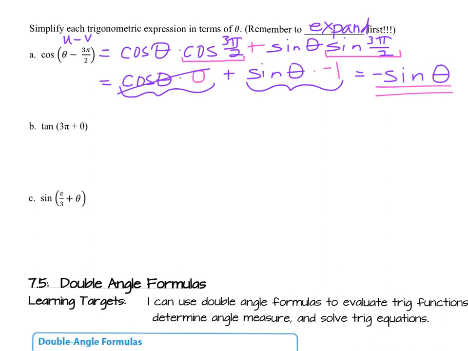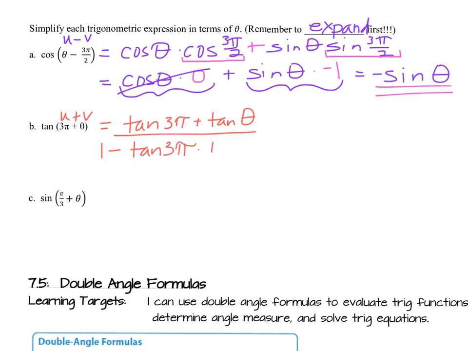Tangent of 3 pi plus theta. So 3 pi plus theta, that's u plus v. And here goes our fun tangent definition. If it's plus in the definition, it's plus in the top of the fraction. So tan u plus tan v all over 1 minus their product, tan 3 pi, which is tan u, times tan v, which is tan theta.